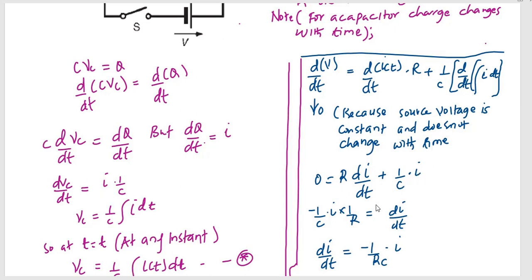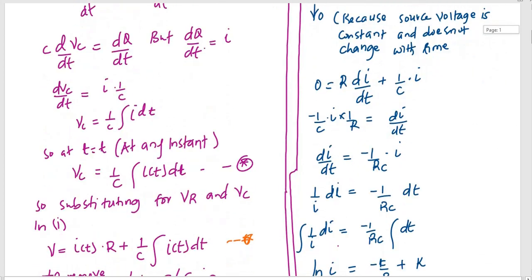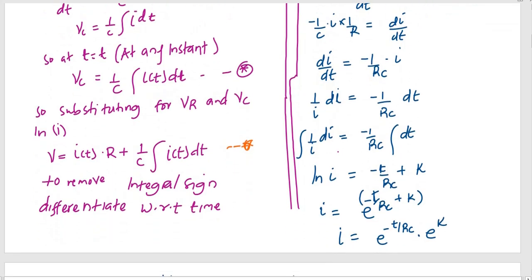And if we transfer it to the other side, we realize that di/dt is equal to negative 1/RC times I. So when you see a derivative and you want a function, it means you have to integrate both sides so that we have that function. So to get I, we have to integrate the terms containing I with respect to I, and the other side with respect to time. When we rearrange, we collect the like terms together, and we find that 1/I di is equal to negative 1/RC dt.